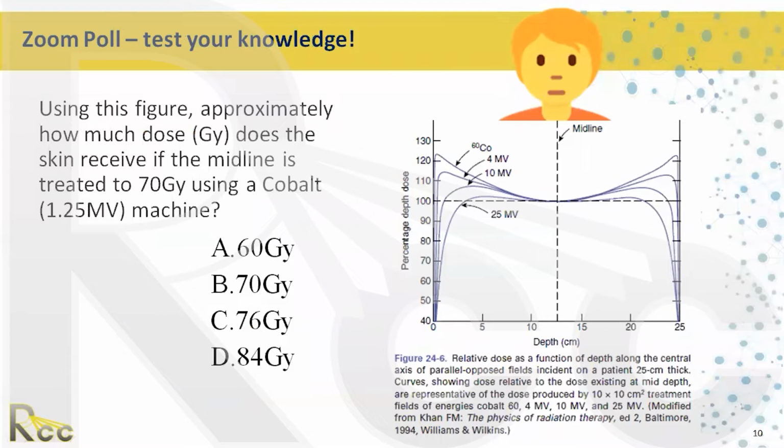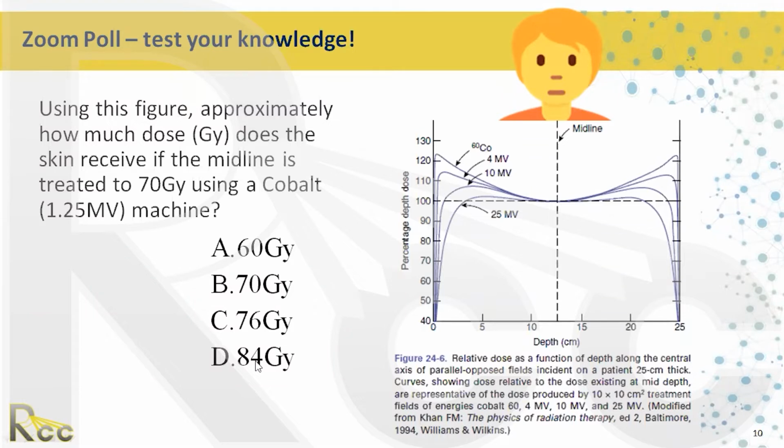I'll turn the lecture over to Alina for a Zoom poll. The Zoom poll here is using this figure: approximately how much dose does the skin receive if the midline is treated to 70 gray? So you're giving 70 gray here, parallel opposed, cobalt 60. How much is the skin dose when that happens? And these are your four choices: 60 gray, 70 gray, 76 gray, or 84 gray. And Frank will give everyone about 15 more seconds.